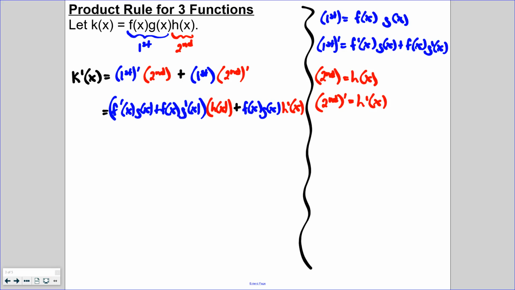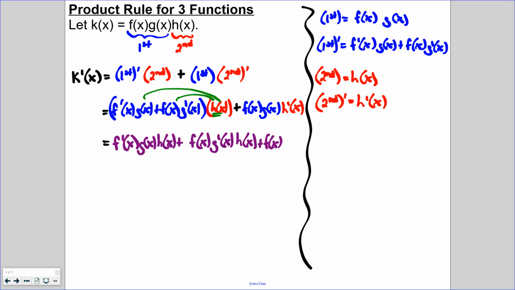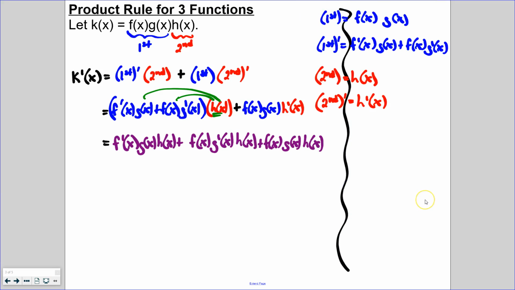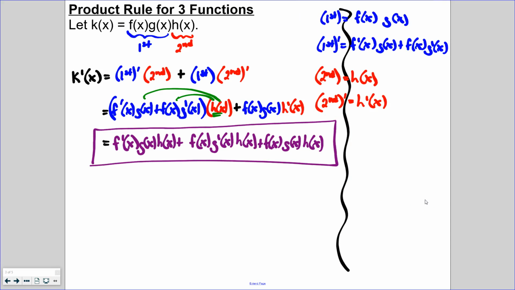Alright, so now we just have to simplify. I can take this h of x and distribute it to both terms here. And when I do that, that is going to leave us with f prime of x times g of x times h of x plus f of x times g prime of x times h of x plus f of x times g of x times h of x. And there we have it, our formula for the derivative of the product rule for three functions. And I lied, not yet. I forgot the prime mark on the h at the end. Now we have the derivative.